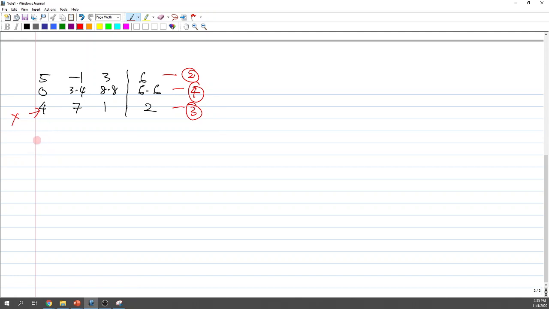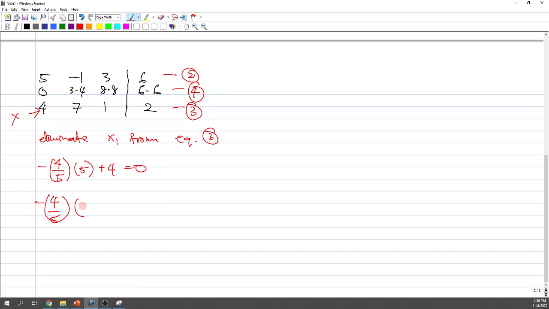And then we write eliminate x1 from equation 3. Okay, so what we need to do is the equation. So negative atas, bawah bagi atas. Okay, so darab dengan 5 tambah 4 become 0, negative 4.